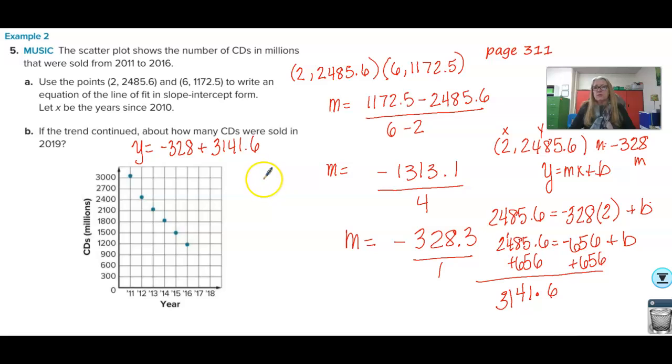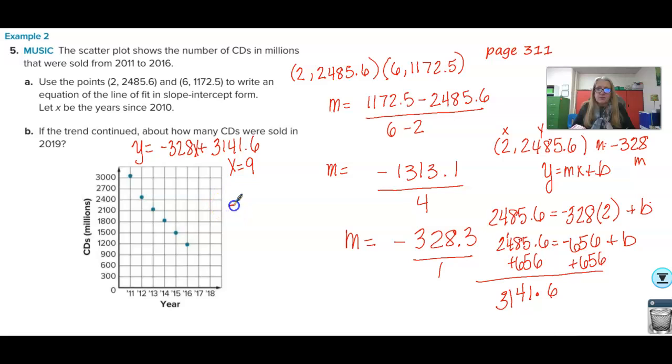Let x be the year since 2000. Oh, I forgot to put the x in. X is right there. X is the year since 2010. If the trend continued, how many CDs were sold in 2019? Okay, so what we're going to do, they're saying if x is the number of years since 2010, well, how many years since 2010 is 2019? 9. So x is 9. They're saying what would y be if x was 9?